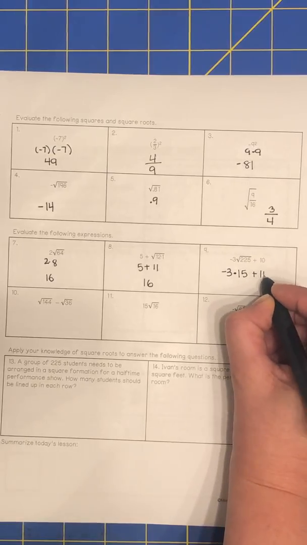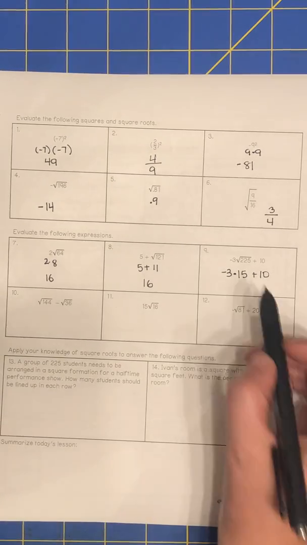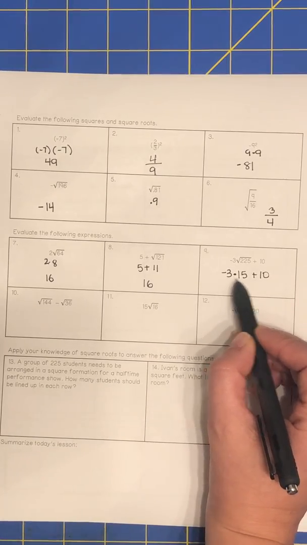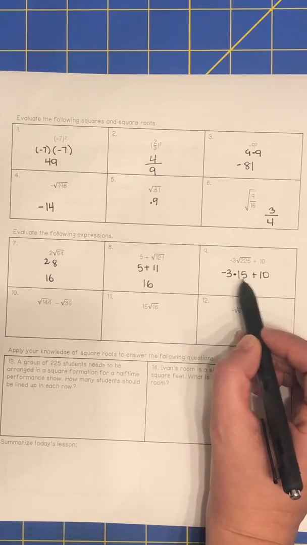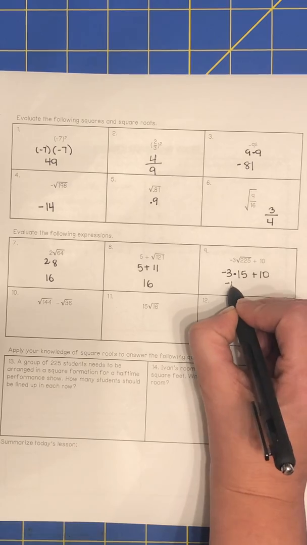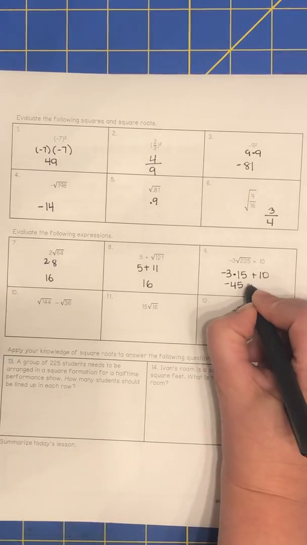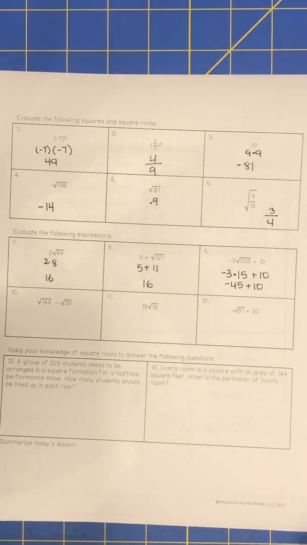And then I'm going to add 10 to that. So when I follow the order of operations, I know that I need to multiply first. So I'm going to multiply -3 times 15. And when I do that, I get -45. Negative times a positive is a negative. And then I'm going to add 10 to that.